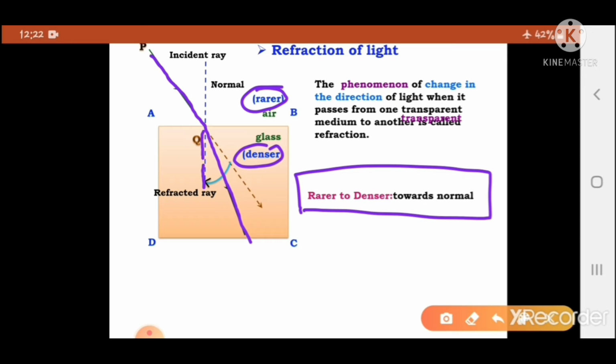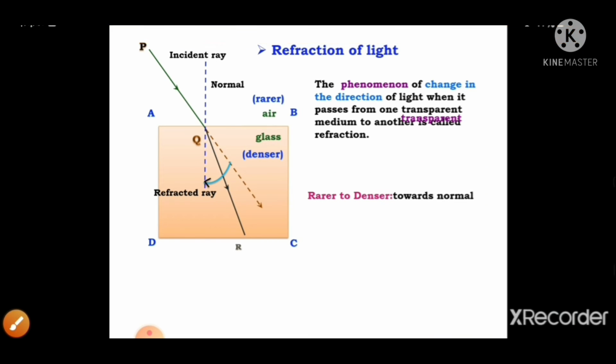So whenever a ray of light passes from rarer to denser medium, it bends towards the normal. This is the thing that you have to remember. This is the base of this chapter. Whenever a ray of light passes from rarer to denser medium, it bends towards the normal. And we consider this as R.